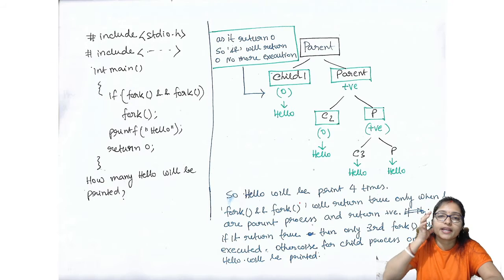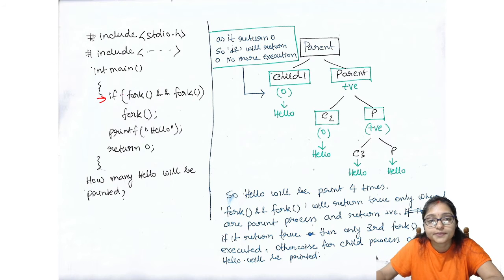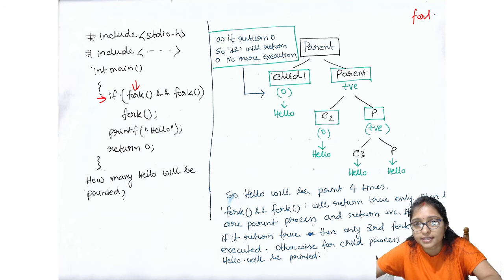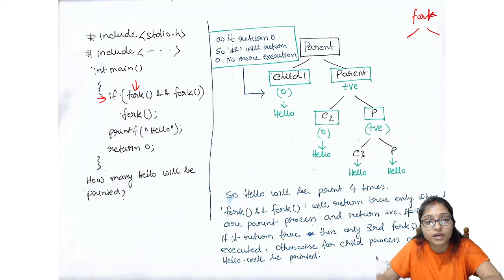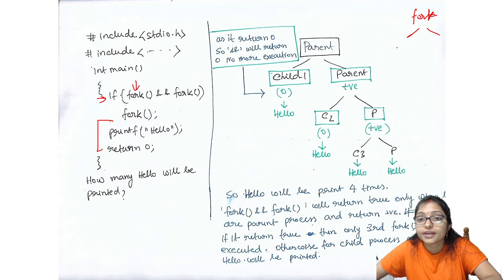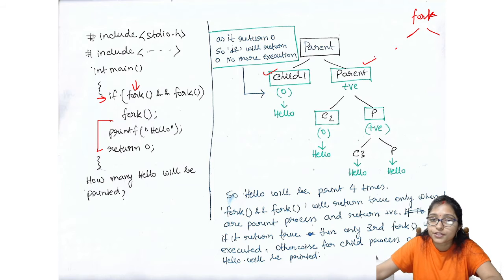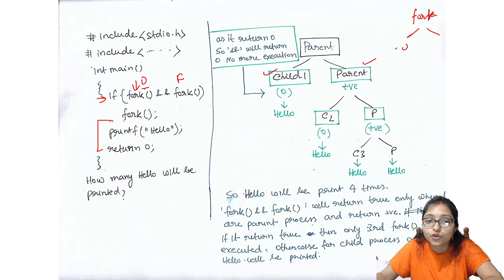So now come to the explanation. When this fork is executing, it will create a copy of the remaining lines of the program, this is the remaining. Now it will create a child. This is a child and this is a parent. Now the child is returning 0. Whenever the child is returning 0, the if condition will be false. As the if condition is false, it will not execute this fork, because it is false, it is coming out from the if condition.